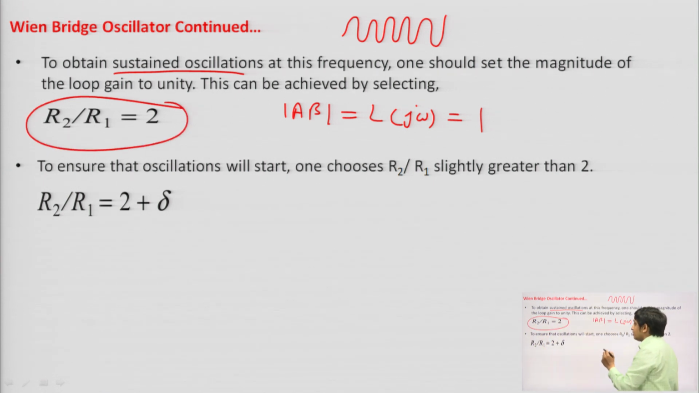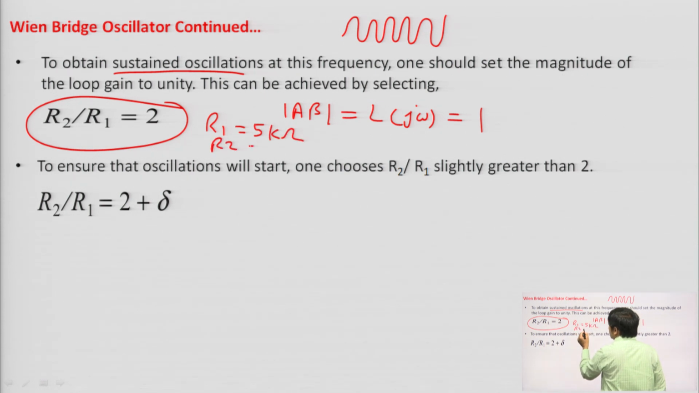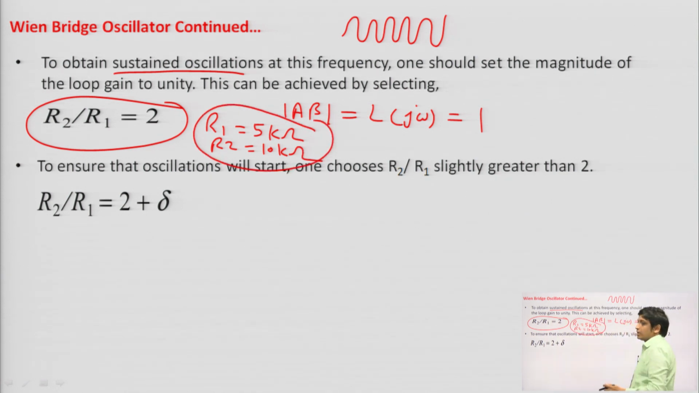It means that if we have selected R 1 is equal to 5 kilo ohm, then what should be the value of R 2? The R 2 should be 10 kilo ohm. These values of resistors are very important to get the sustained oscillation, but in the last class I had discussed one important point. Since the oscillations are generated with the help of the small noise voltage present in the circuit, that noise voltage is very small.